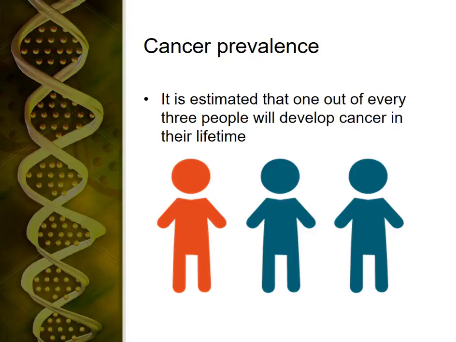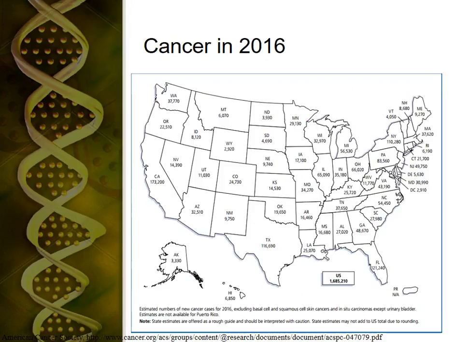So, cancer prevalence: it's estimated that 1 out of every 3 individuals will develop cancer at some point in their lifetime. The risk of cancer varies from state to state. There are probably environmental as well as genetic factors for the reason for this.